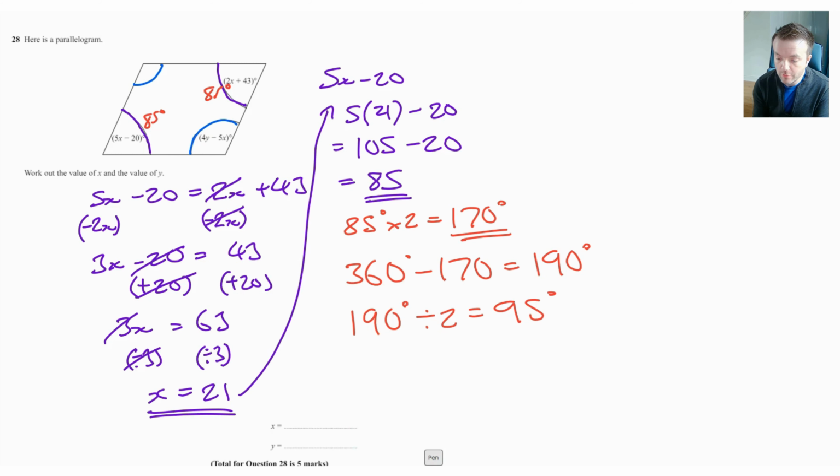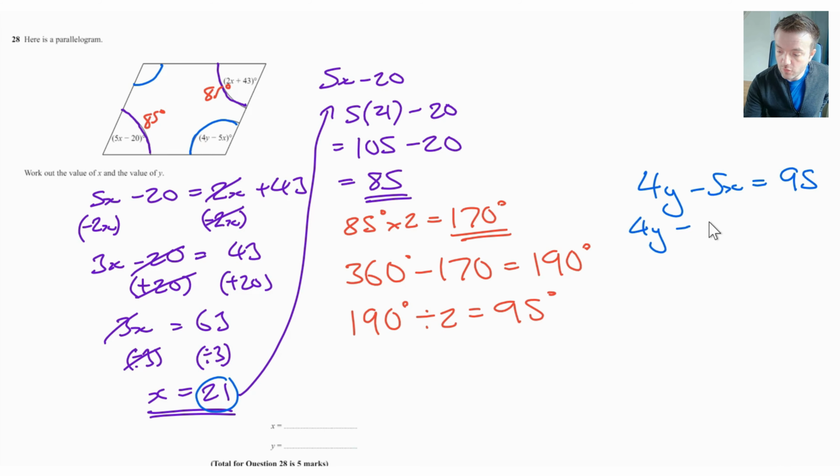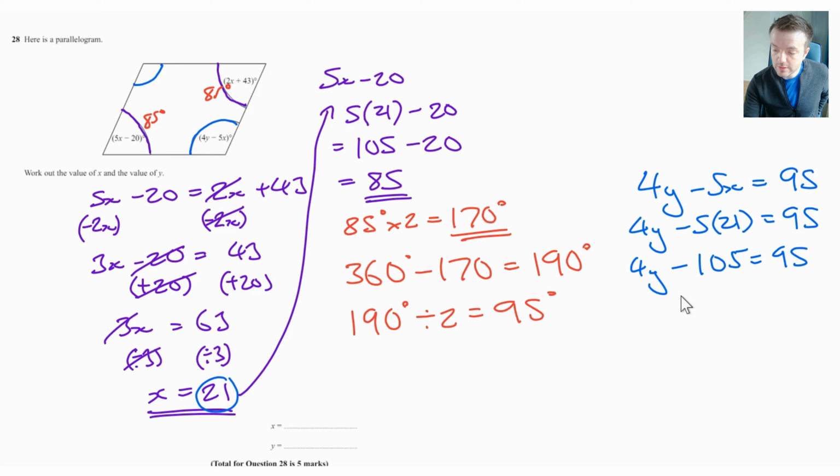Right. Okay, let's go to our blue. So we now know from this that 4y minus 5x is equal to 95 degrees. So what on earth do we do now? Well, we already know that from this bit here that x is equal to 21. So we can say 4y minus 5 times 21 equals 95. We then can just expand that bit. Well, 5 times by 21, I think we did that earlier. That's going to be 105. So 4y minus 105 is equal to 95. And then we've just got a relatively simple, but with big numbers, equation to solve.